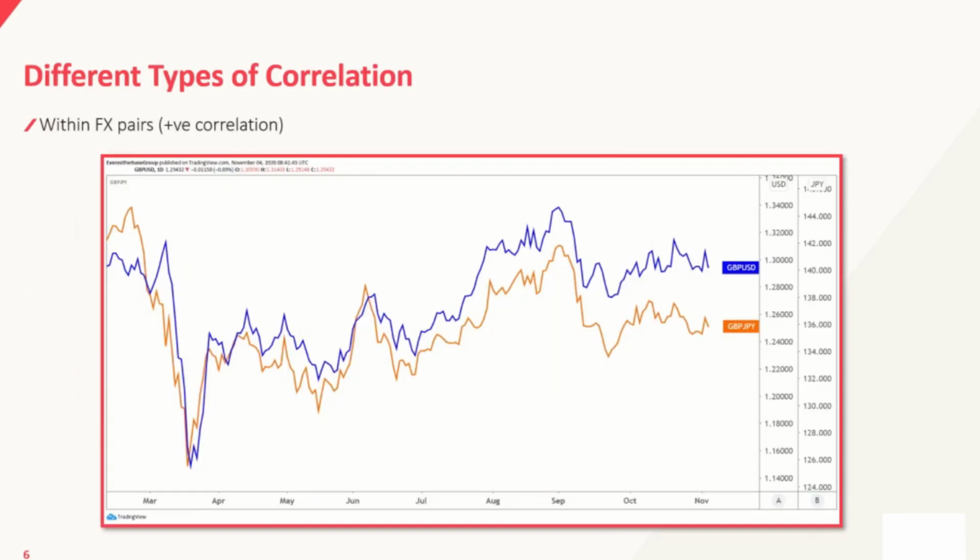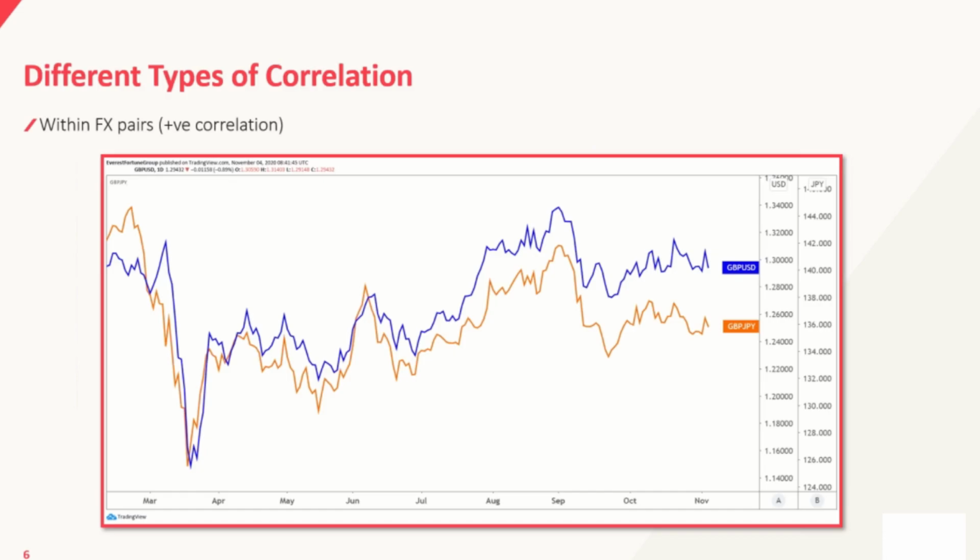So the first type of correlation that we have is correlation within FX pairs. An example that I have here is the pound dollar and the pound yen. This was taken a bit back. In order to give you guys a good example, I had to do a bit of data fitting, a bit of hindsight bias to show you guys a perfect theoretical example. But later when there's time, I will cycle through the charts to show you guys. So pound dollar, pound yen. Pound dollar is the blue line, pound yen is the orange line.